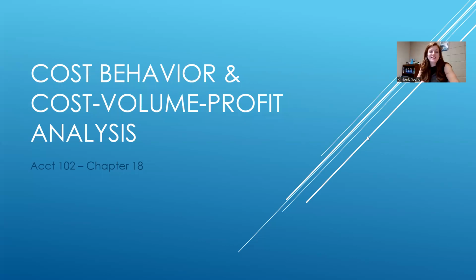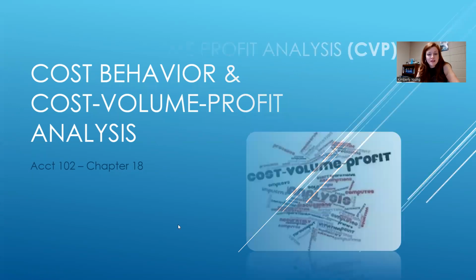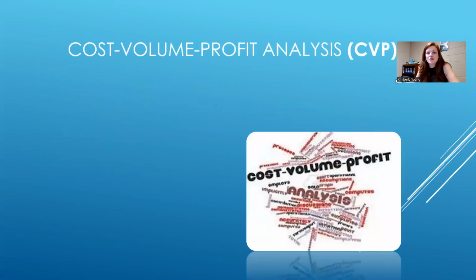Hello, today we are going to talk about Chapter 18 in Managerial Accounting. We are covering cost behavior and the cost volume profit analysis. So just like every other chapter in Managerial Accounting, we are going to focus on the manager's side, the internal accounting for this chapter, so we can make the best decisions as managers.